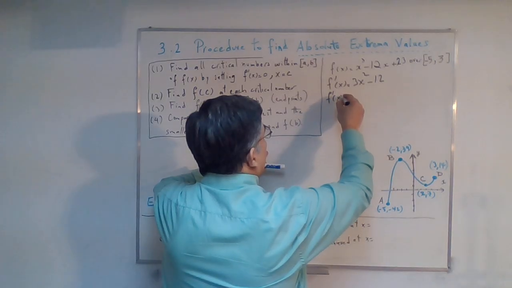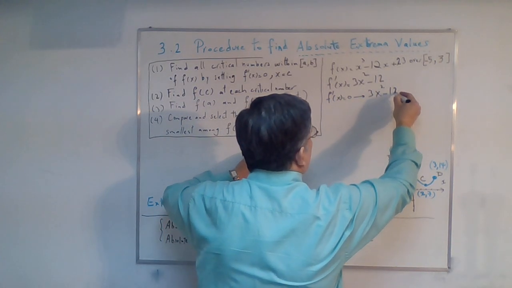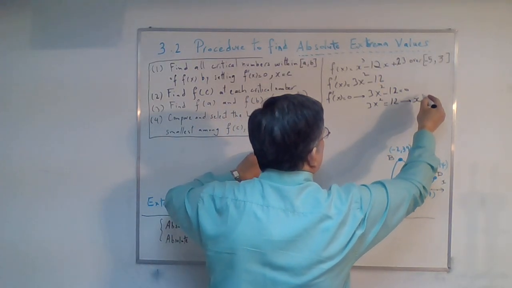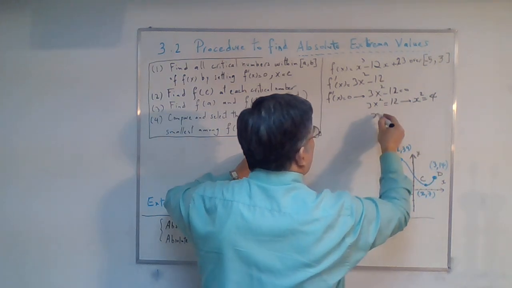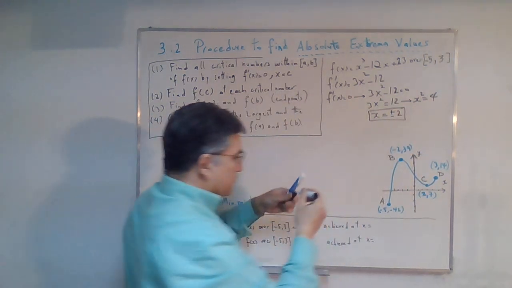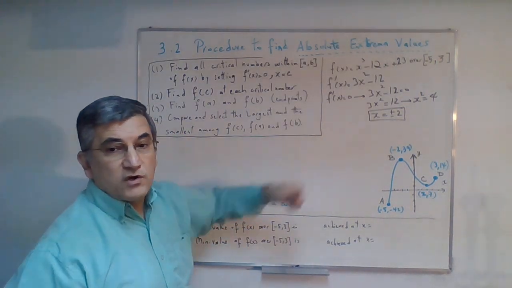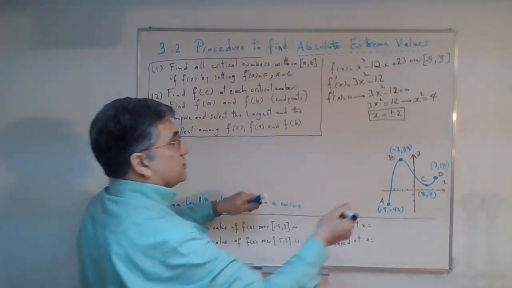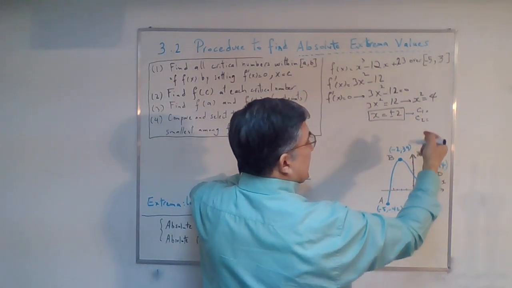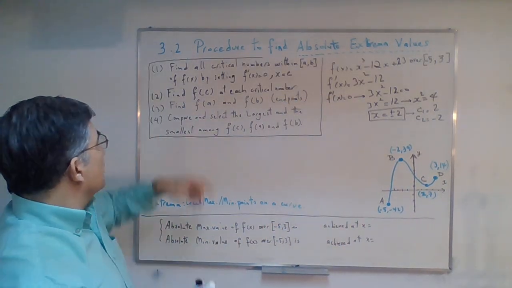f prime of x equals 0. So I get 3x squared minus 12 equals 0, from where 3x squared will be 12. And that means x squared is 4, and taking the square root of both sides, we end up with plus or minus 2. So apparently this function has 2 critical numbers. One is -2, one is +2. I can just call these, for example, c sub 1 and c sub 2, the first and second critical numbers. One is +2, one is -2. All right, I'm done with step 1.